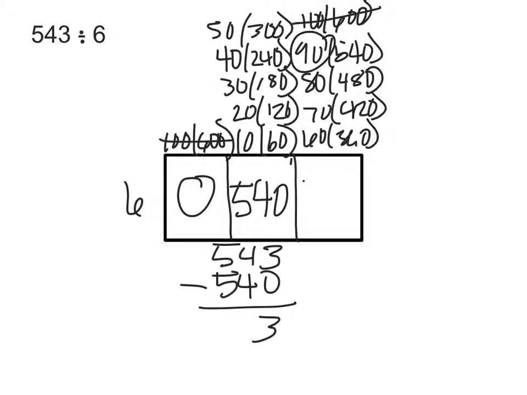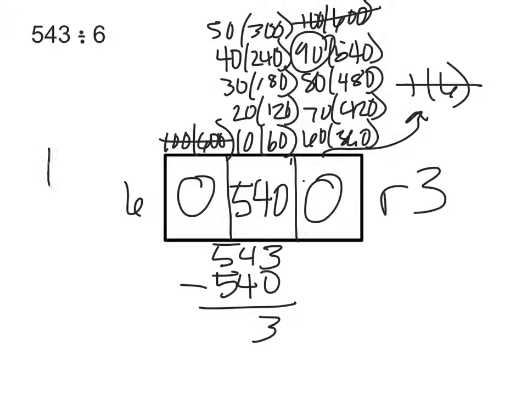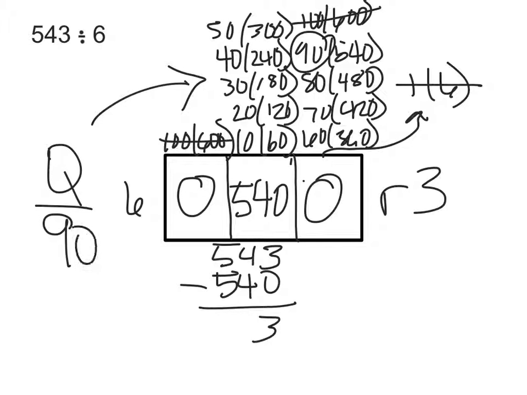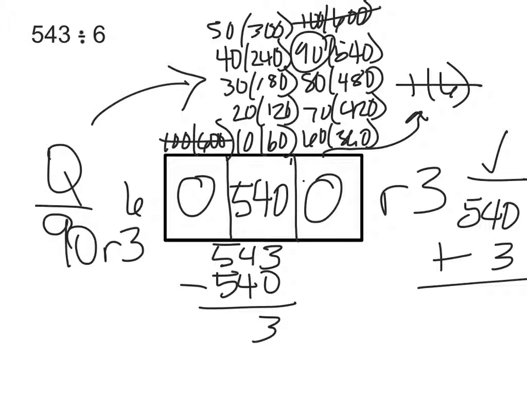So I would go to my ones place, and I'm just going to kind of draw an arrow over here. 1 times 6 is 6. Well, that's too much, so that would be a 0. And I have a remainder of 3. So my quotient would be my partial quotients up here, which is 90, with a remainder of 3. To check myself, 540 plus my remainder of 3 is 543, which is what I started with, so I am correct.